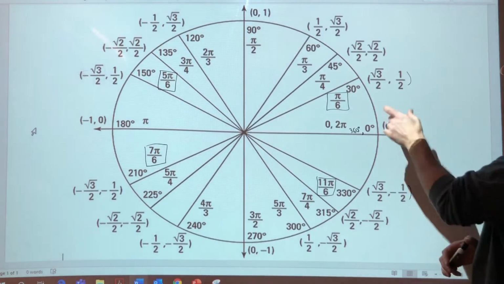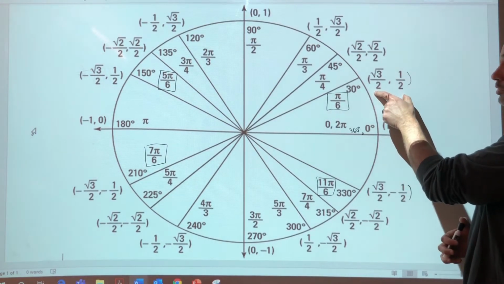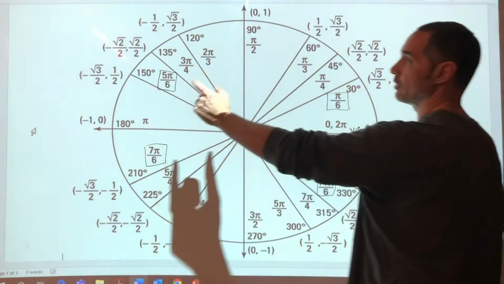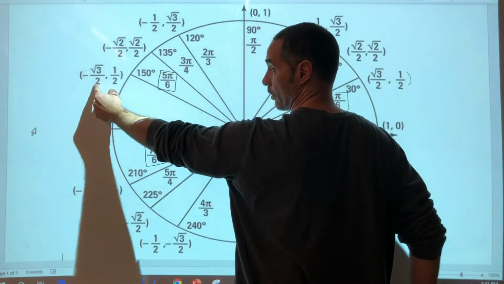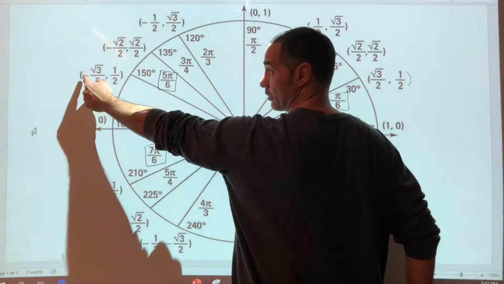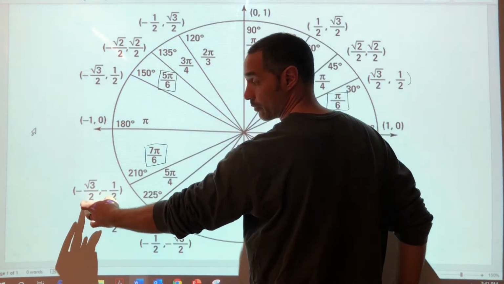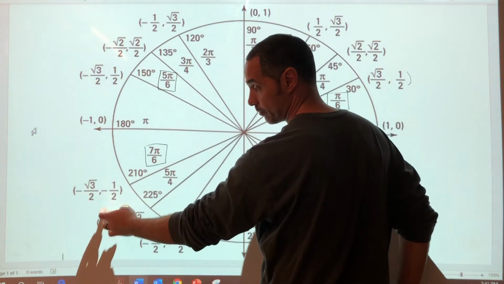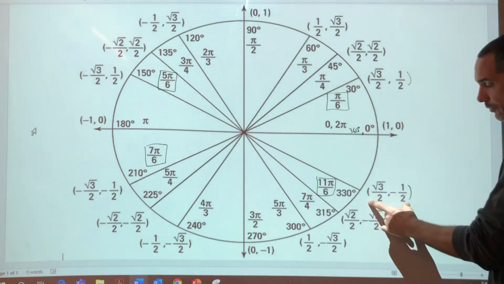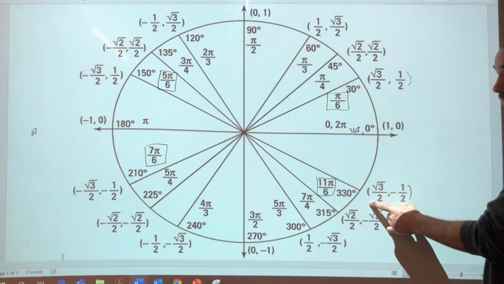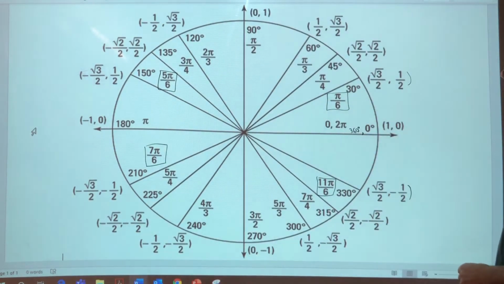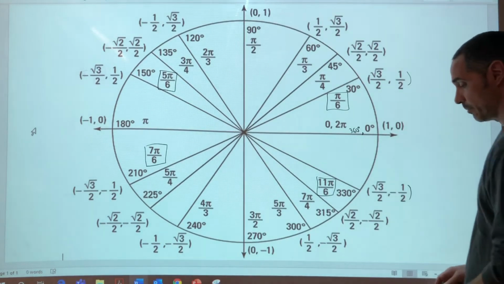The thing they have in common is that these points are the same. Square root of 3 over 2, 1/2. Over here, this is negative square root of 3 over 2 and 1/2. So same value, it's just the x value is negative. And down here, it's negative square root of 3 over 2, negative 1/2. And over here, it's square root of 3 over 2, negative 1/2. So that's an easy way to remember the pi over 6 family.